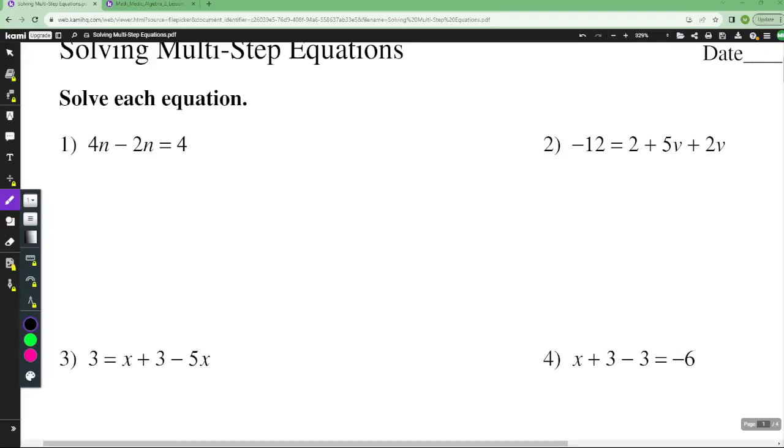Hello, welcome to Algebra 2 Mindsets, Lesson 1.0, Solving Multi-Step Equations. This is a review from Algebra 1, and this is the review lesson for Unit 1.